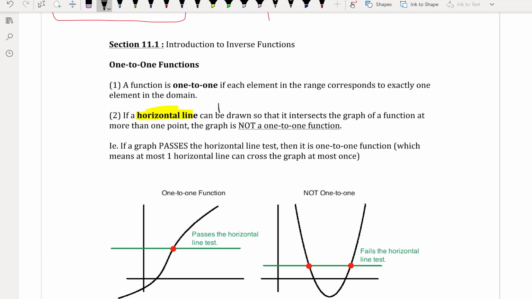So I refer to it as the HLT, the horizontal line test. Horizontal means going from left to right. So if I can draw a horizontal line through the graph, and it crosses at most once, and that's the most it can cross, then it would be a one-to-one function. That means that each element in the range corresponds to exactly one element in the domain, okay?